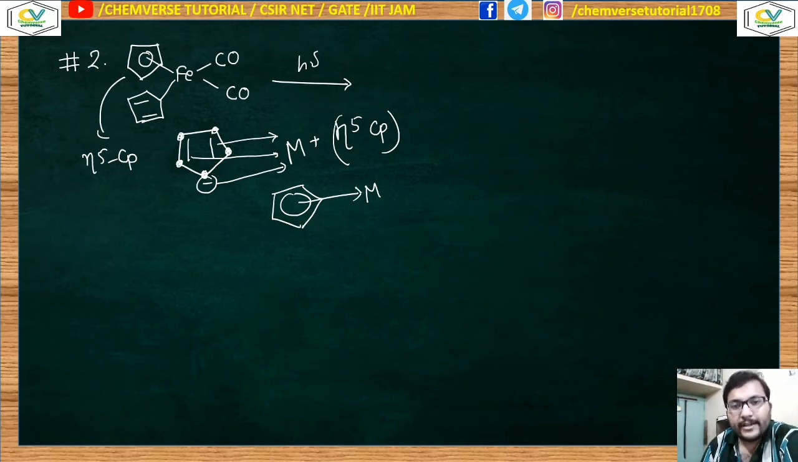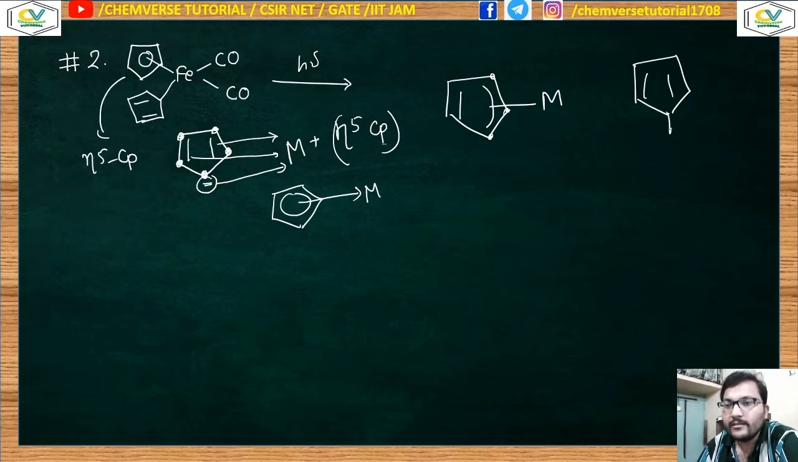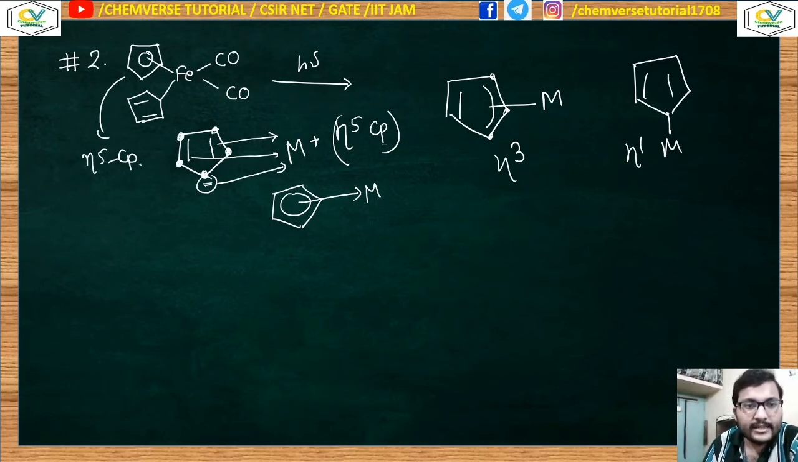Now apart from this hapto-5 bonding fashion, there will be some more hapticity. It can behave as your hapto-3, where 3 centers are involved, that means 1 negative charge and 1 pi bond, and it can behave as your hapto-1. So these are the 2 possibilities that this kind of cyclopentadienyl ligand can form. Over here, this one is your hapto-5 system, this is your hapto-1 system.